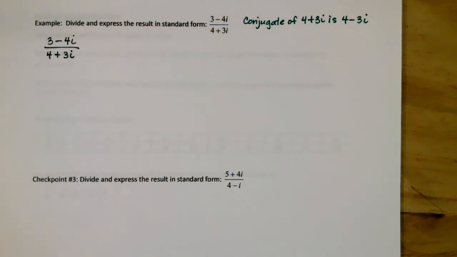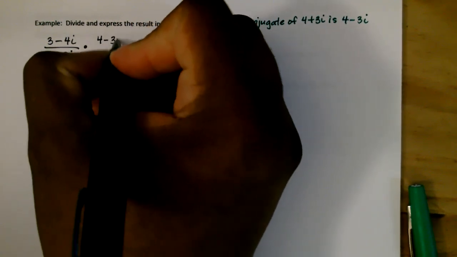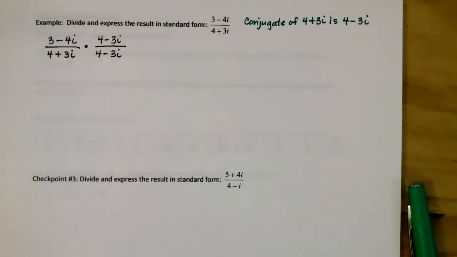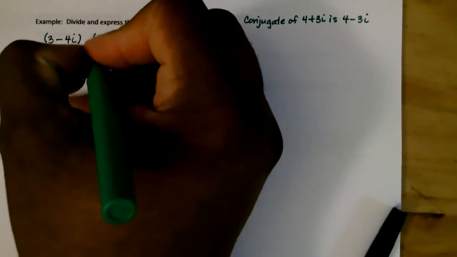So that means I'm going to multiply the numerator and the denominator by its complex conjugate, which is 4 minus 3i. So the numerator will be times 4 minus 3i. The denominator will be times 4 minus 3i. Okay, because you have to have opposite signs in between those two terms in complex numbers. That way you'll get a real number in the denominator. Now, let's simplify. In this case here, I'm going to put these in parentheses.